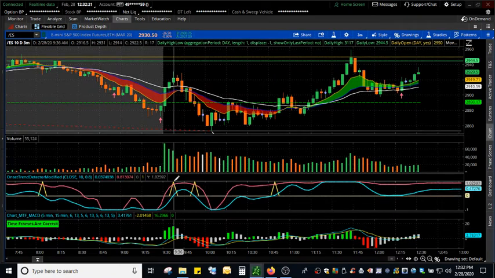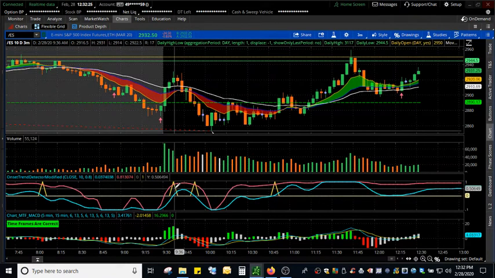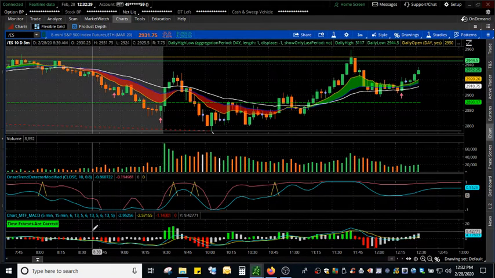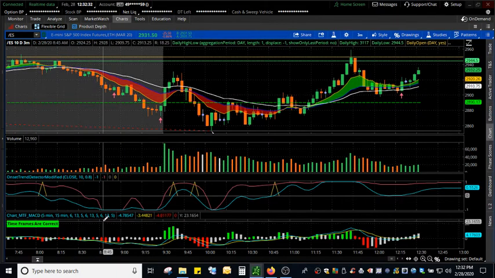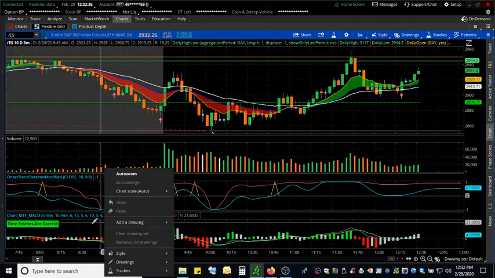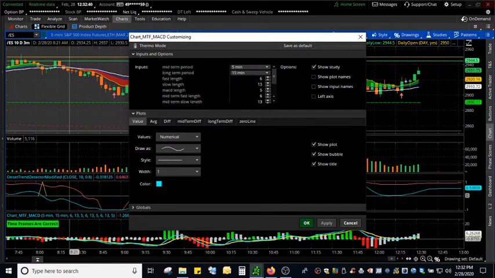We have a signal here, which would be a buy signal. Let me go ahead and show you how this multi-time frame works. You can come in here and set your MACD numbers like you normally would. I have mine at 6, 13, and 5. And then you set your time frame.